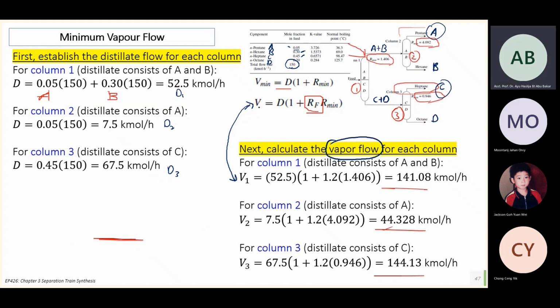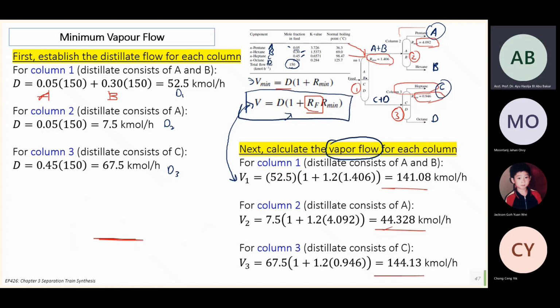Total vapor load. So this equation. If the question asks you to calculate total V min, then only you use the V min over here. Okay, always refer back to the question. This question asks you to calculate total vapor load. So that's why we use this equation.